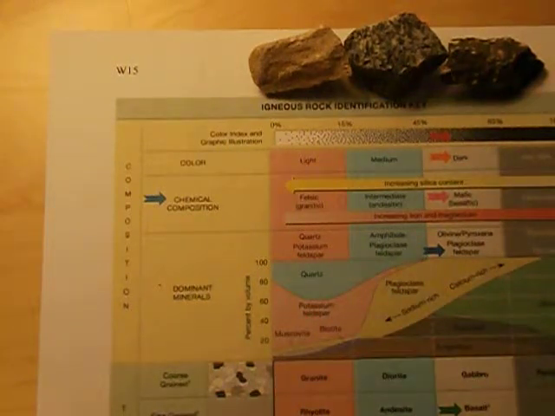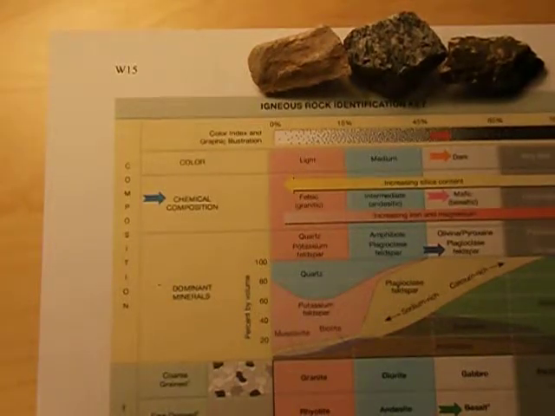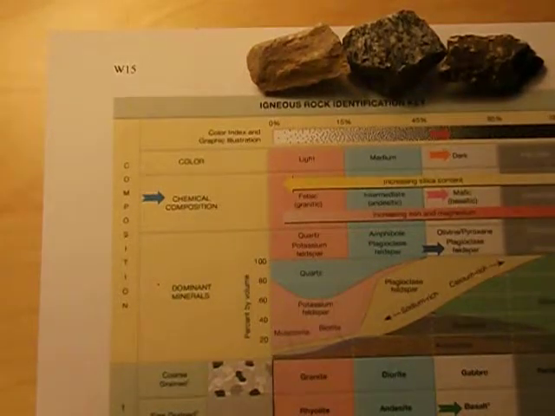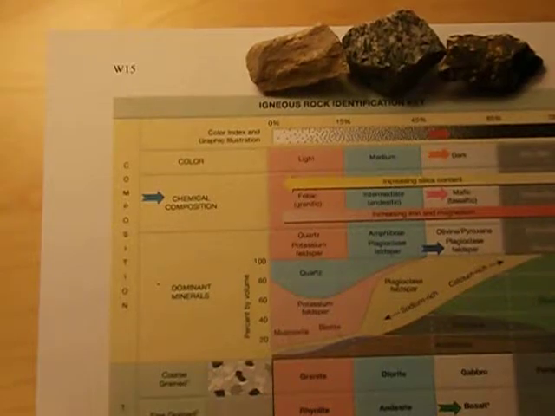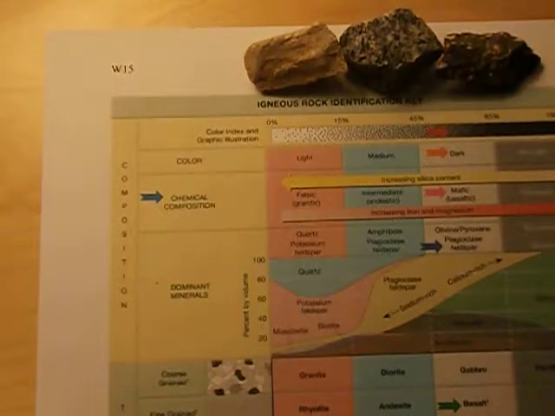To really identify a mafic index for an igneous rock, you need to be able to count and measure the crystals, and you need much bigger rock samples to do that. So we want you to be aware that mafic index is another measure of the composition of an igneous rock. We're just going to assign them as light, medium, or dark.